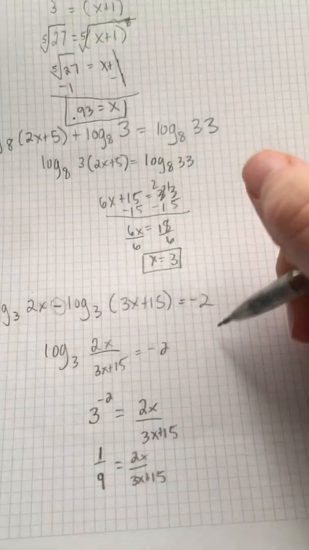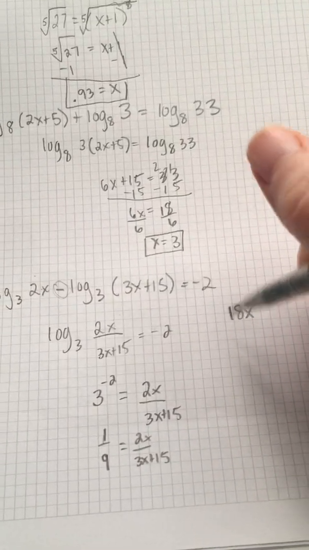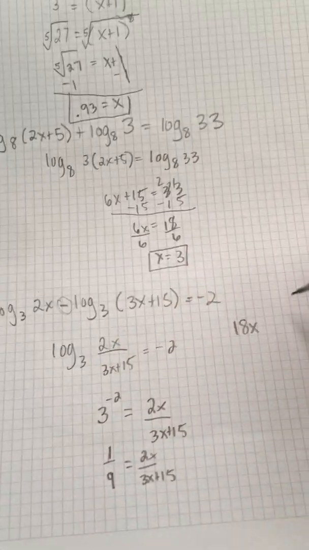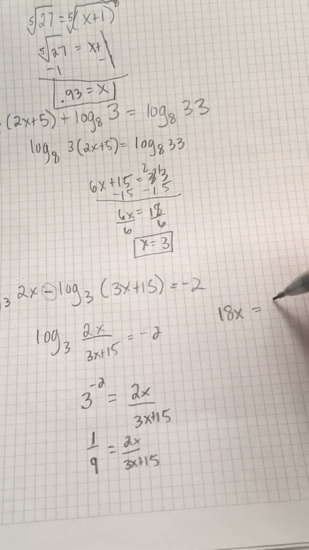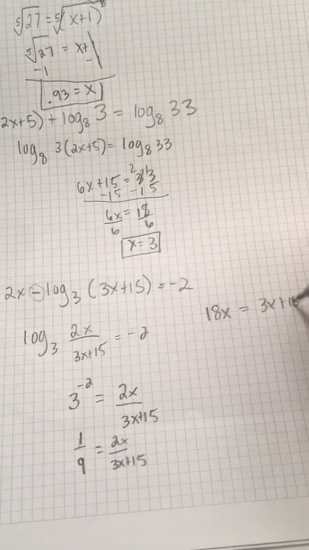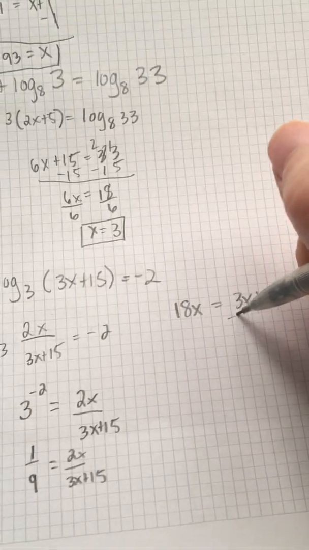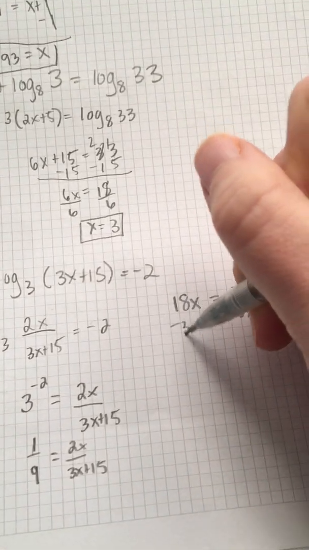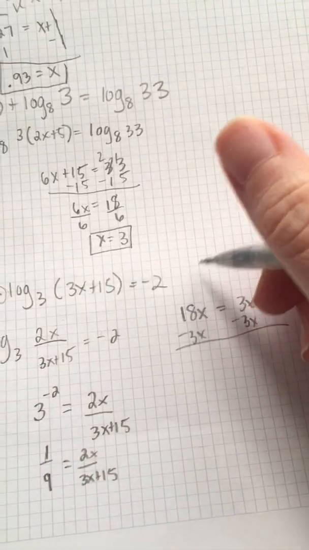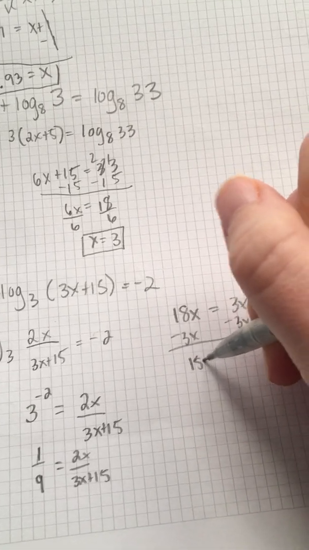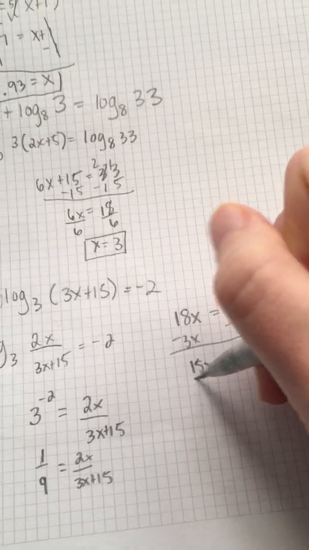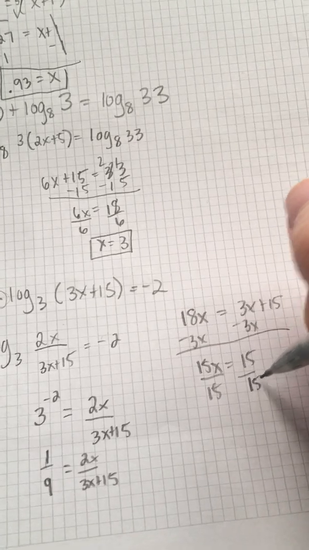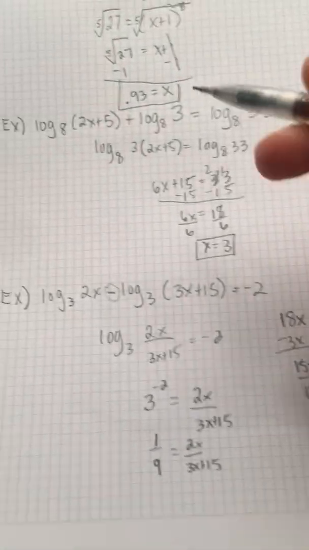And I'd probably just solve this as a proportion, cross multiplication. So I'm going to move up here just so that I have more room. Cross multiplying, I get 18x equals 3x plus 15. And then I'm going to subtract over the 3x. And I get 15x equals 15. And then I divide by 15. And x equals 1.